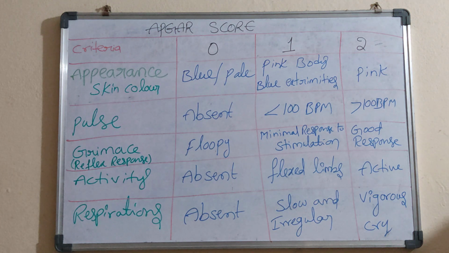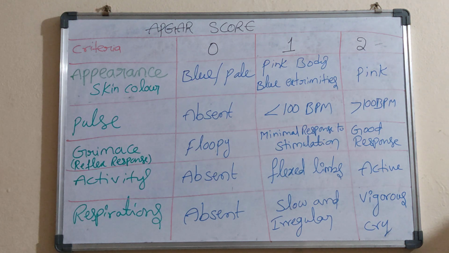And the last criteria you can see is respiration of the baby. There is no respiration, the baby is not breathing, you can keep absent, that is 0. The baby is not breathing, directly keep score 0. Under 1, slow and irregular: the baby's respiration is very slow and irregular, 1 score you can give. And vigorously crying, active crying, the baby also having an active alert look, you can give 2.